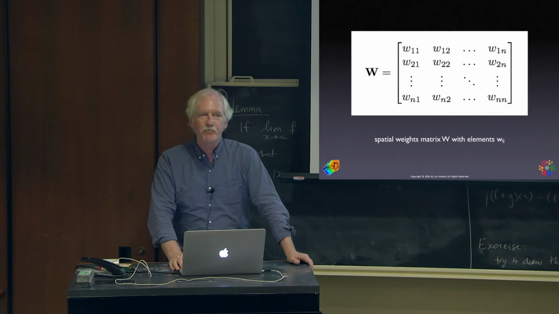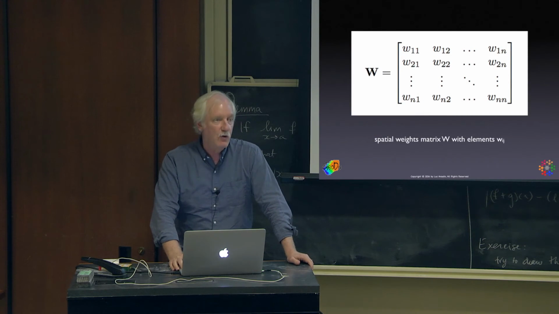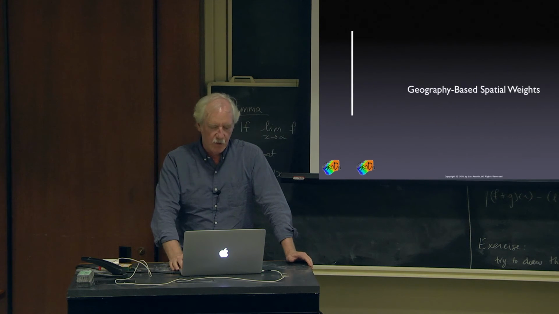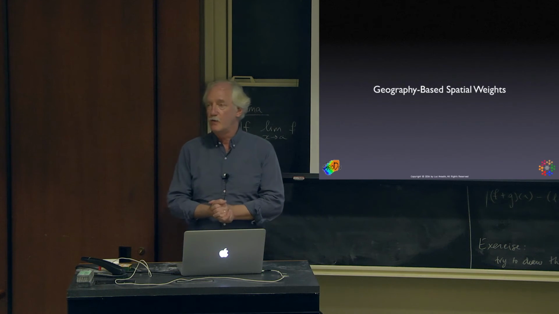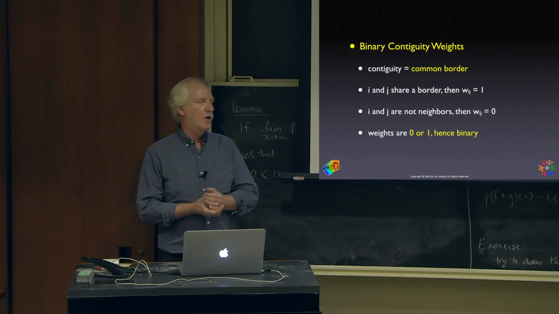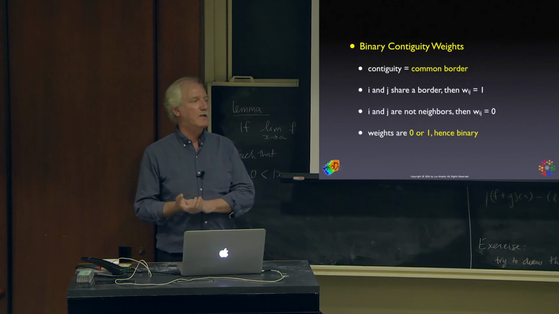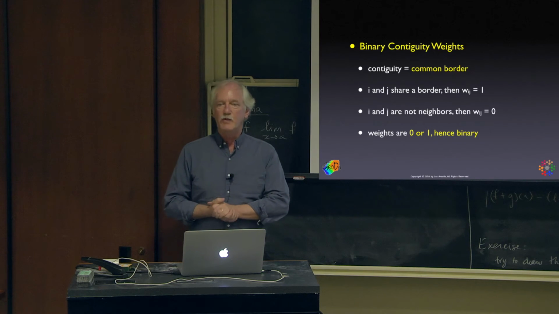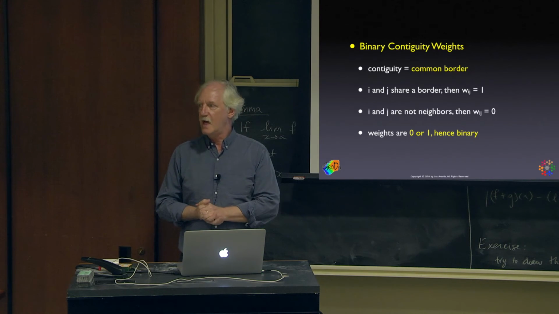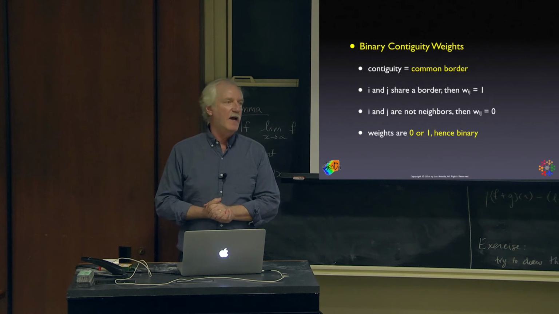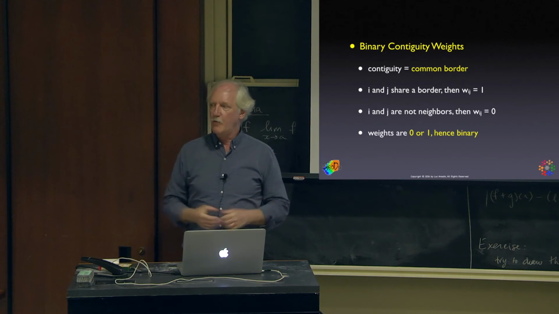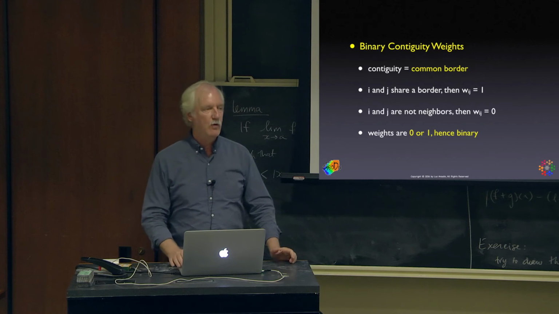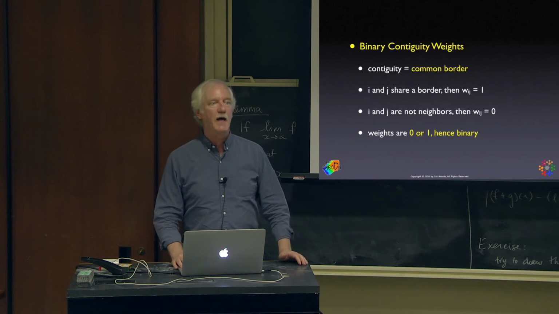We'll see concrete versions in a second. So every pair is in there, every i as a row, j as a column. So we have different kinds of weights matrices. The easiest ones to use, and the ones we'll be using in the lab, are based on geography: common borders, distance. Contiguity is a term that means having a border in common. So if i and j share a border in common, we have a weight equal to 1. If they don't, 0. If we use 0, 1, we call them binary weights.